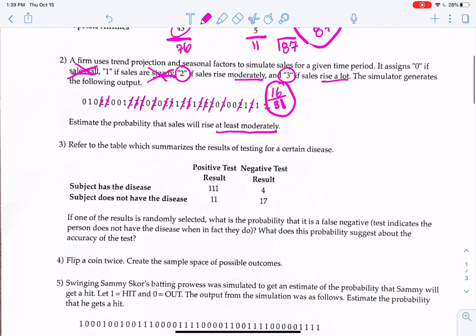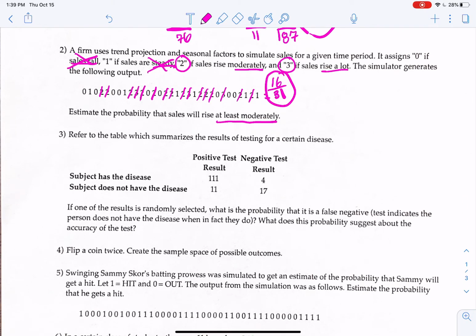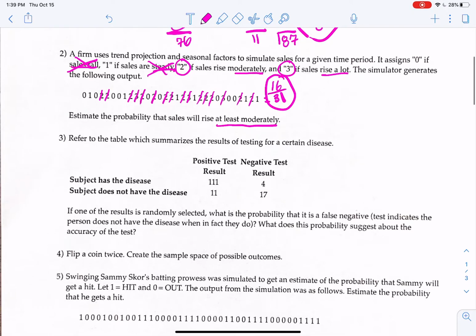Okay, refer to the table which summarizes the results of disease versus no disease and positive negative. So this is have disease, this is does not have disease, positive results, negative results. So things that should happen: if you have the disease, you should test positive. If you do not have the disease, you should test negative. These people here and these people here are getting false positives and false negatives. All right, so if one of the results is randomly selected, what is the probability that a false negative occurs? So a test indicates the person does not have the disease when in fact they do. What is the probability of a false negative?